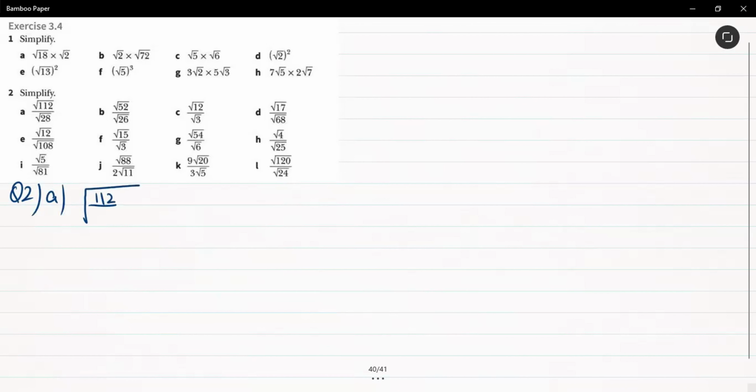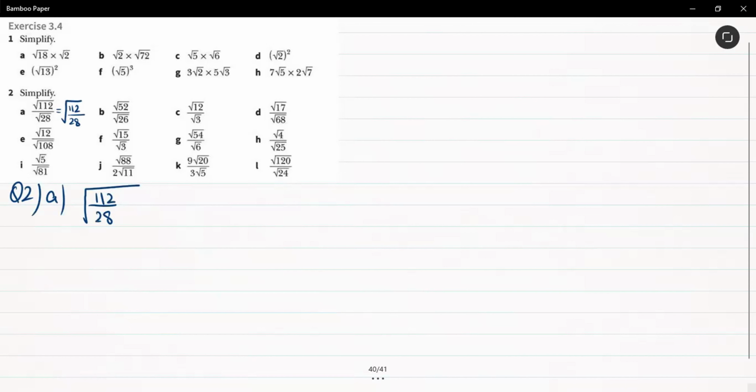Under root 112 divided by 28. And the reason, as you can guess, why I have written it directly, because under root 112 divided by under root 28 would also be equal to under root of 112 divided by 28. So just keep that in mind. Again, the basic rules.